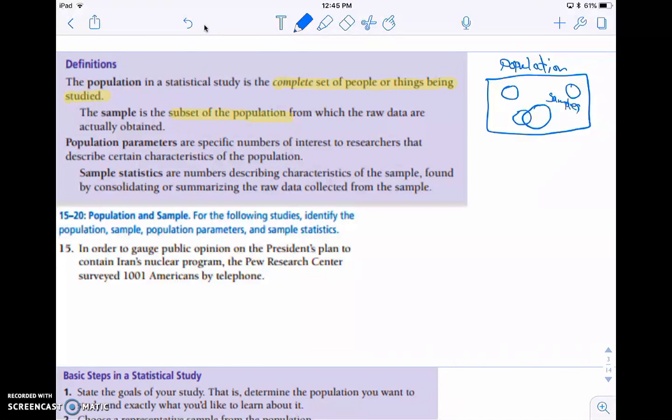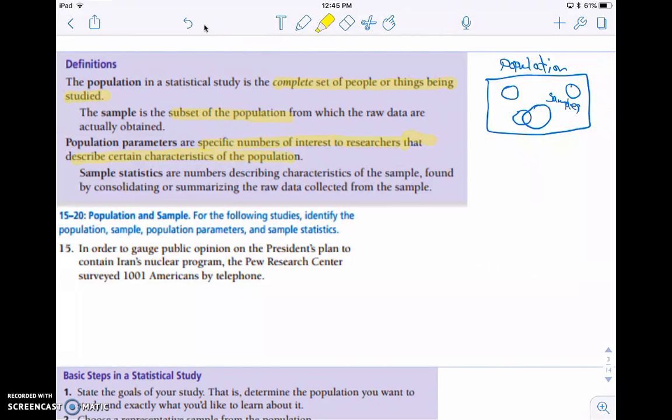You've got to stick within that population. And we'll talk about setting up studies a little bit more later on. Now, population parameters are specific numbers of interest to researchers that describe certain characteristics of the population. That's kind of what you're looking at.